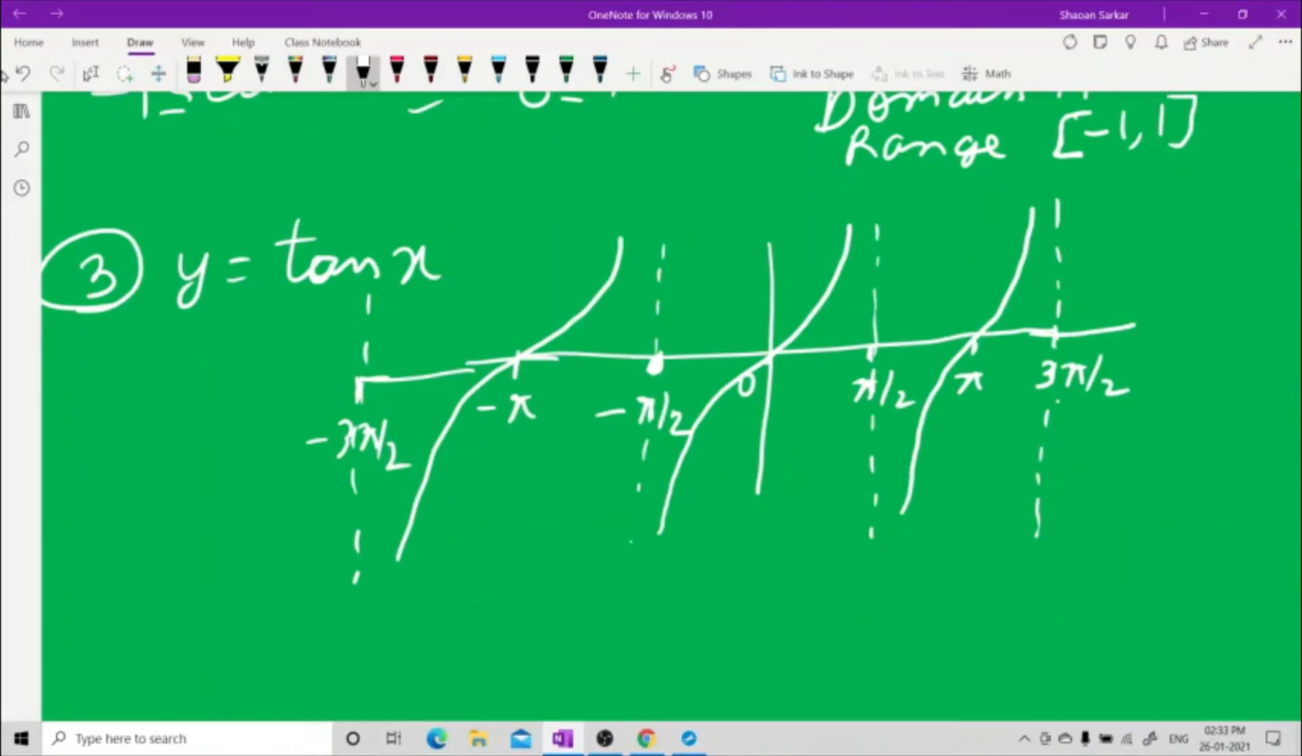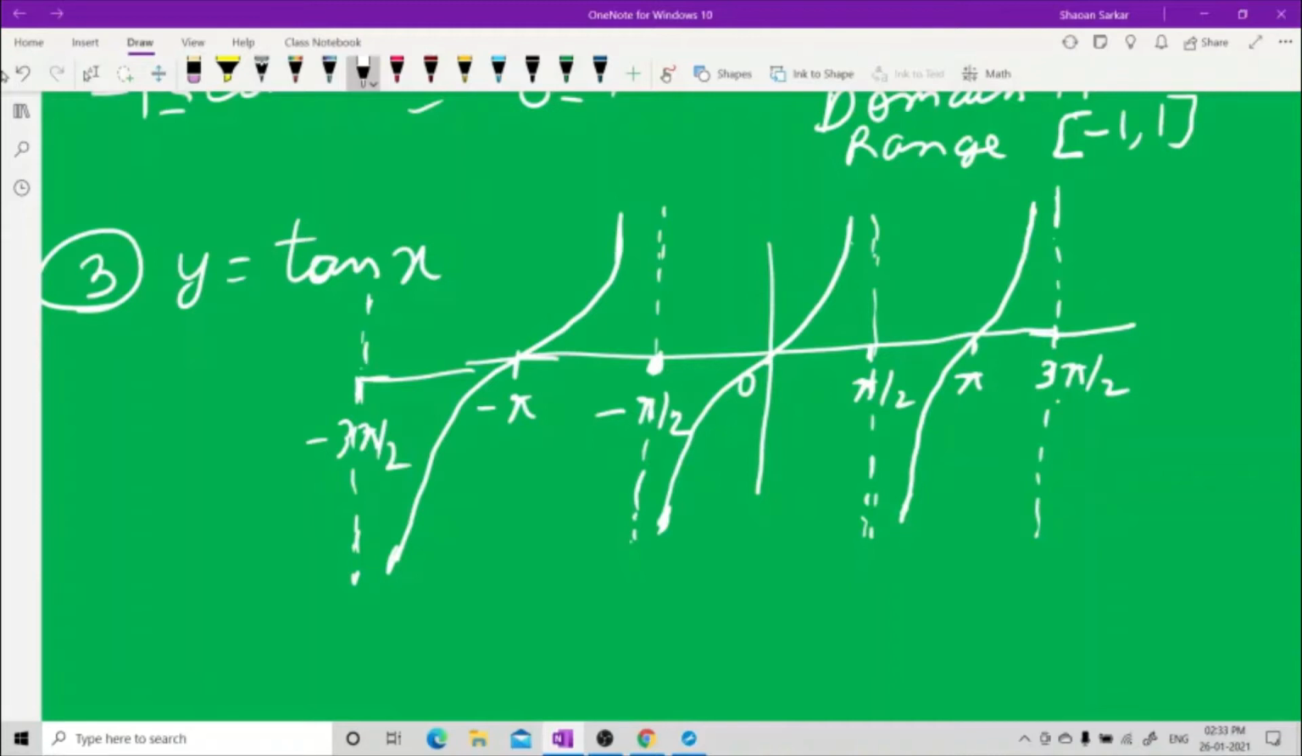See, this dotted line becomes an asymptote for this curve. Similarly, each of these dotted lines becomes an asymptote for the curve next to it.